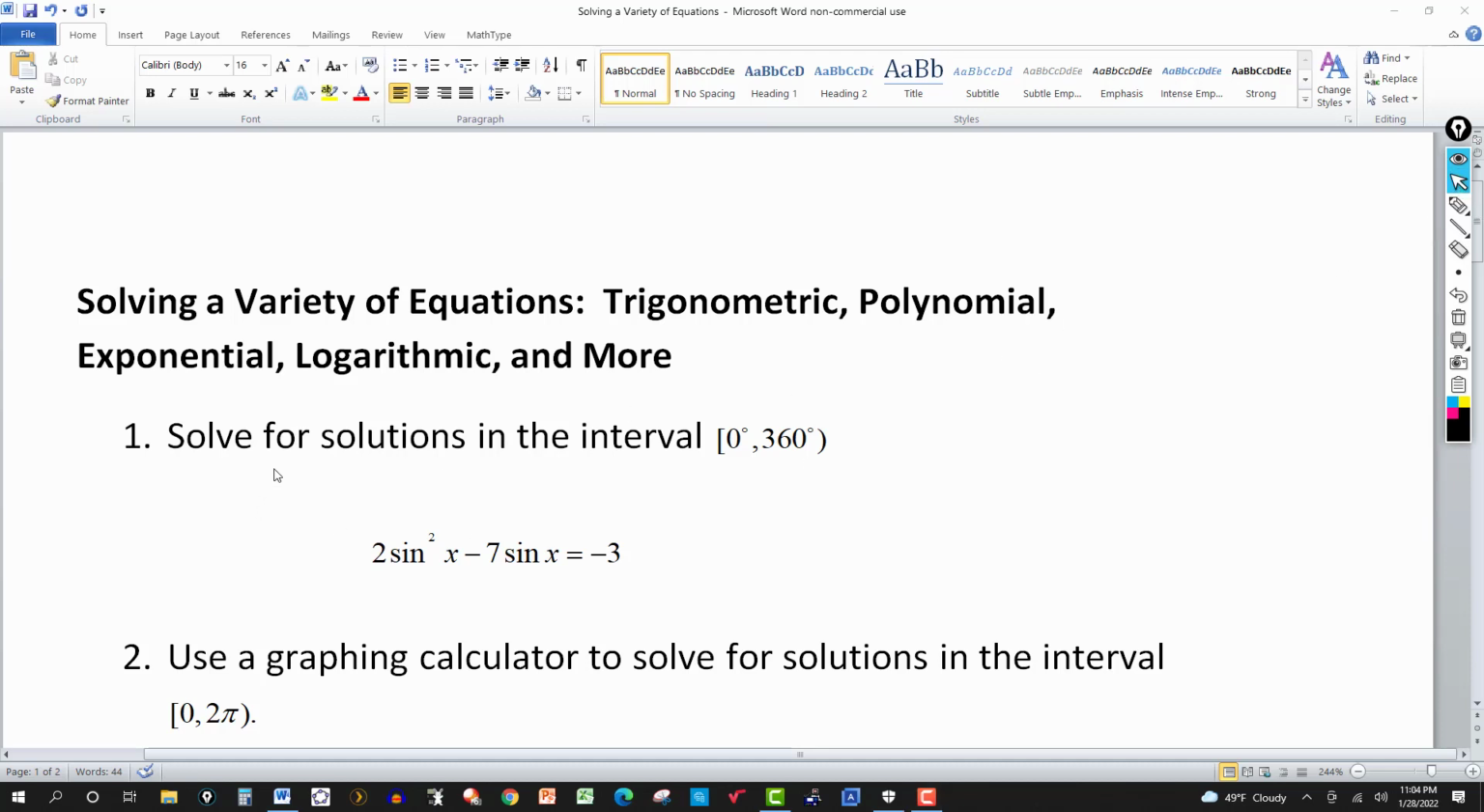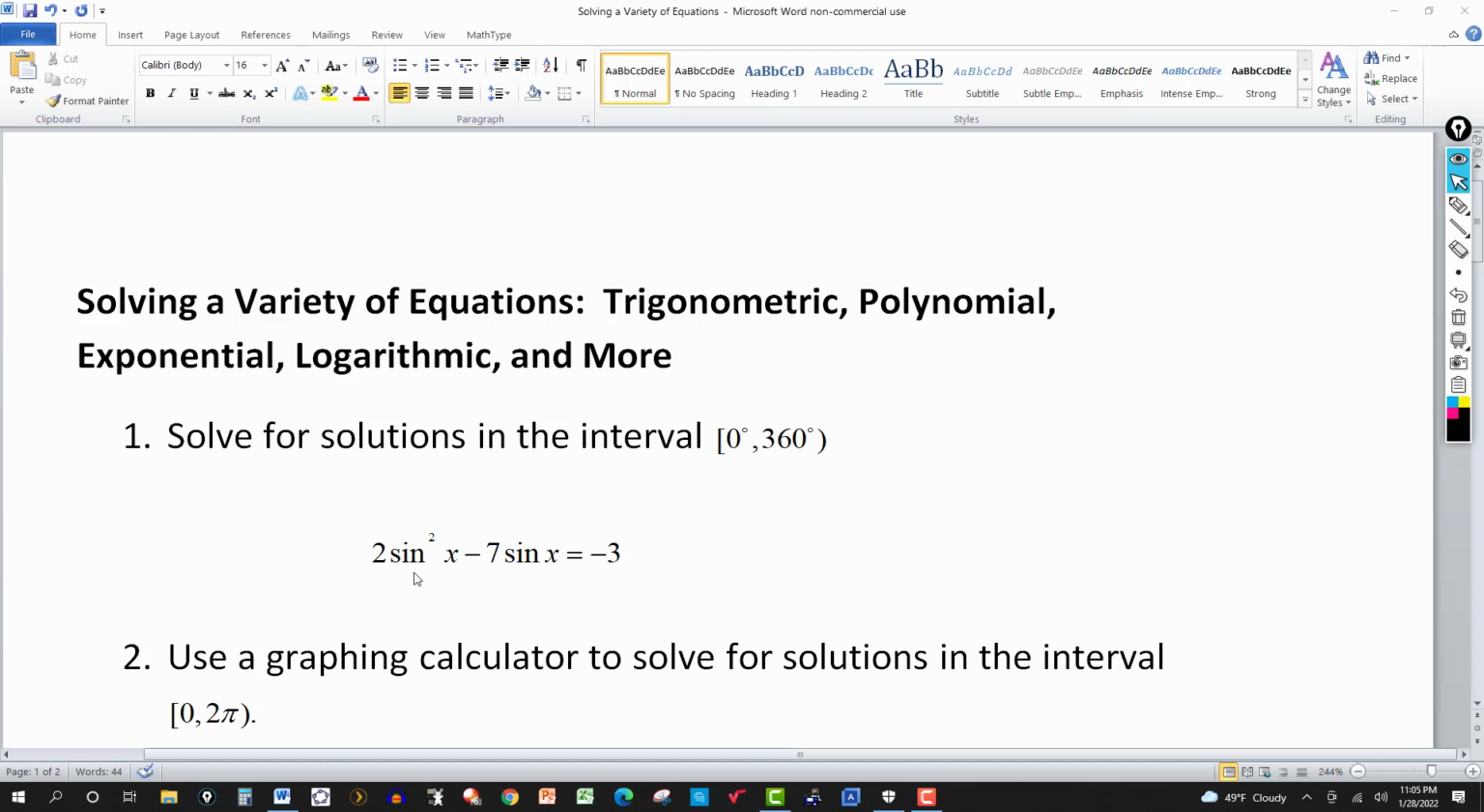So the first one states, solve for solutions in the interval from 0 degrees to 360 degrees. So I want the answer in degrees. Sometimes I want the answer in radians, and the interval will be from 0 to 2 pi. Notice it's closed on the left, open on the right, so 0 can be included. The 360 cannot. Remember, 0 and 360 have a terminal side that coincides.